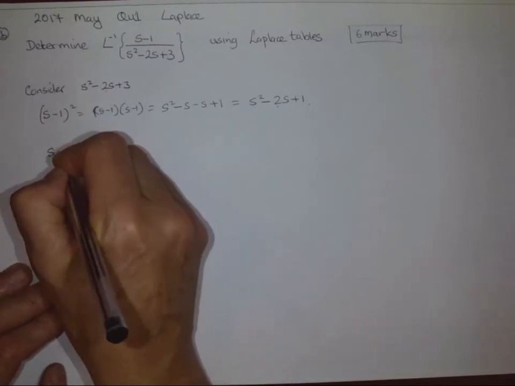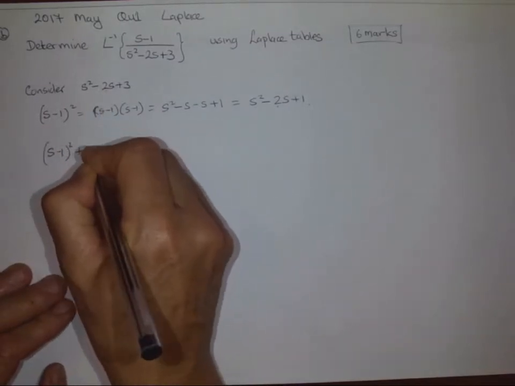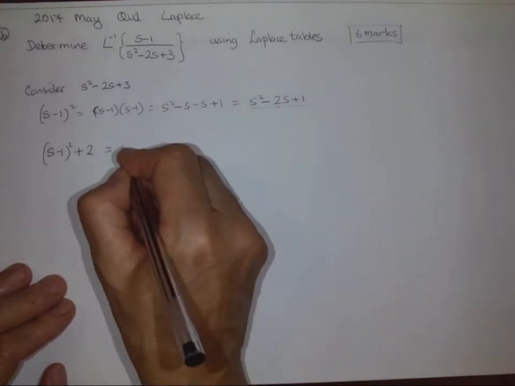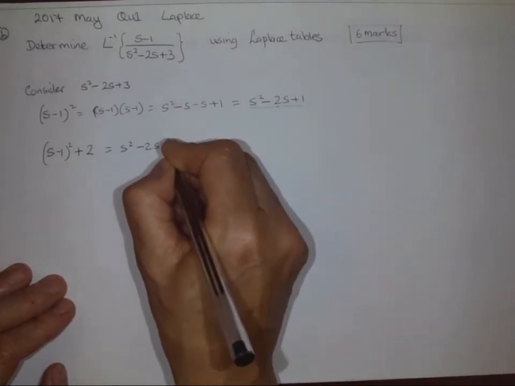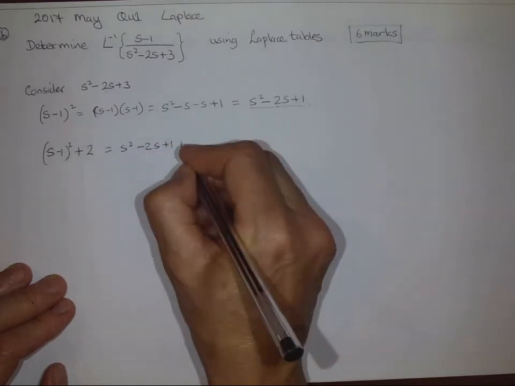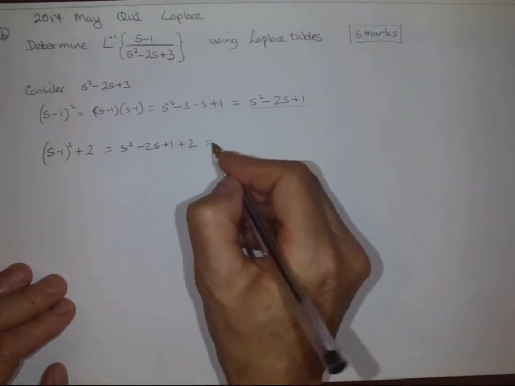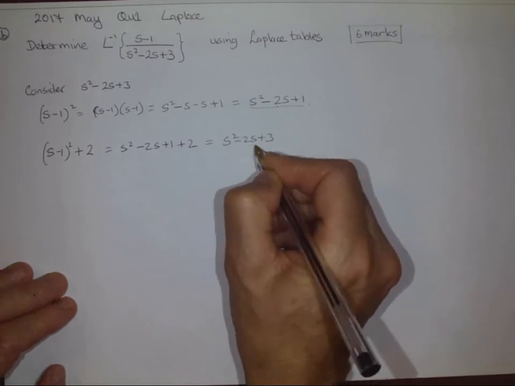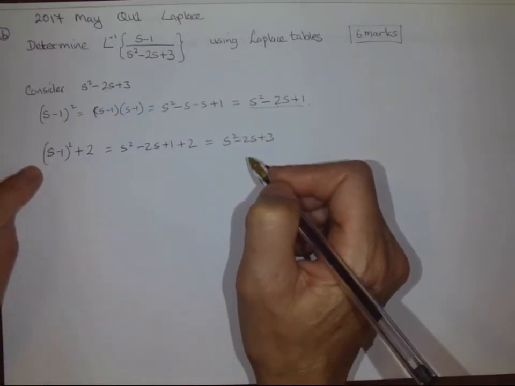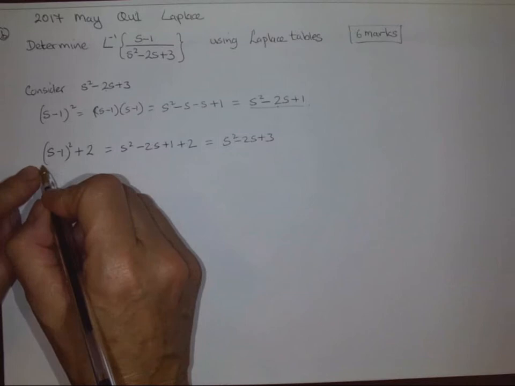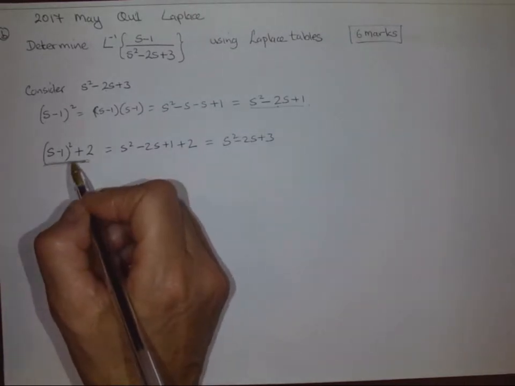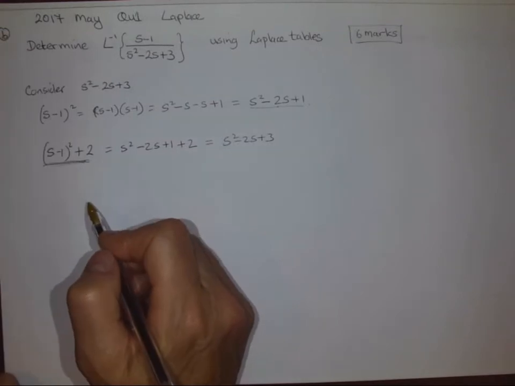So s minus 1 squared plus 2 is equal to s squared minus 2s plus 1 plus 2, which is now equal to s squared minus 2s plus 3, the same as here. So now we have transformed the bottom. Well, we haven't transformed the bottom. We've just rearranged it algebraically to make it look like the bottom of this.